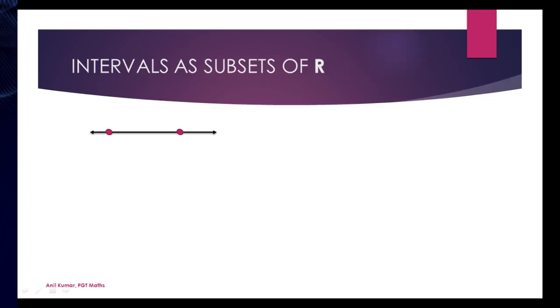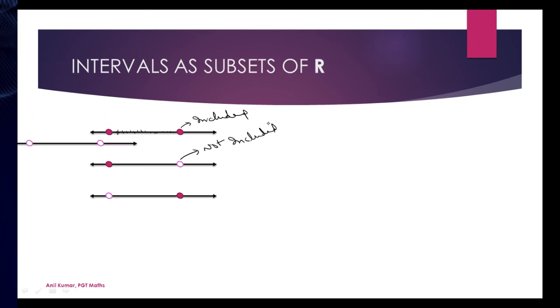Intervals as subsets of R. So this is a number line. On the number line there are infinite real numbers. We cannot list all of them. Then how to write them? So we will write them as an interval. Here on the number line, two types of dot we will use. One is the darkened dot, which represents that this particular point is included. And if I use the empty dot, that means this point is not included.